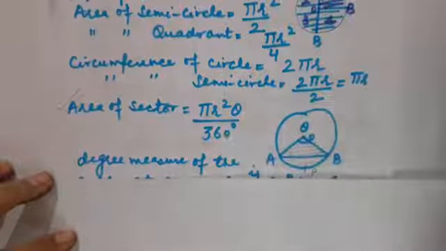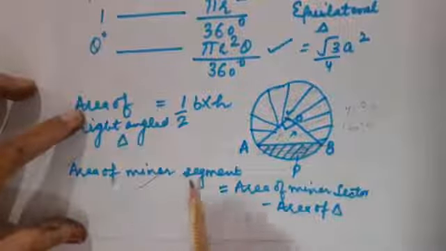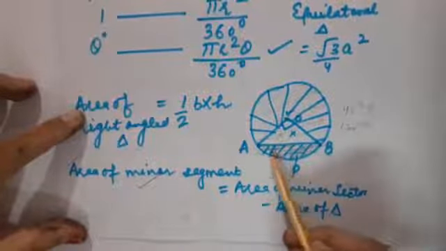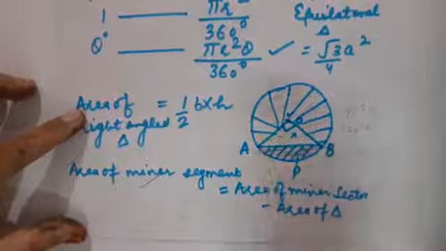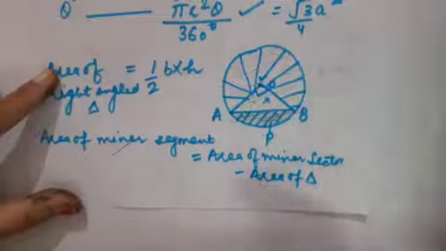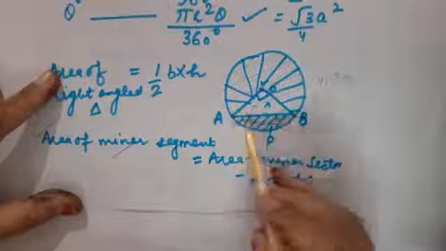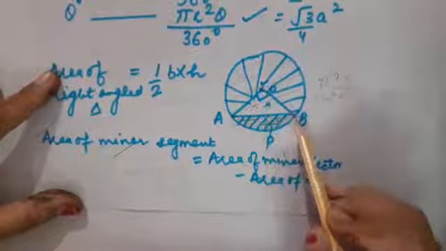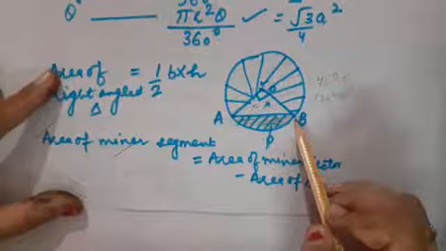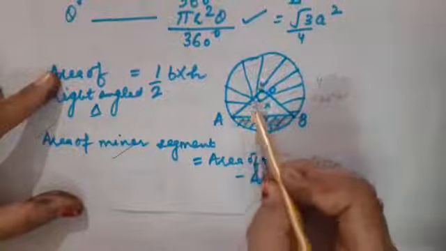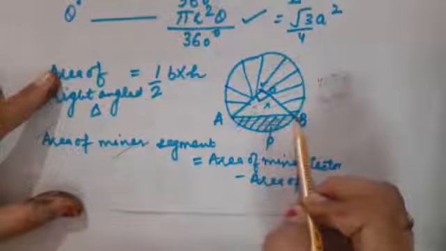degree. Children, after that I am going to make you recall the formula of area of minor segment. Here you can see that this shaded region, that is APBA, is the minor segment. So how to calculate the area of this region, that is APBA? Children, first of all, you have to calculate the area of the sector that I have explained you, that is pi r square theta upon 360 degree. And then you have to subtract the area of this triangle, that is AOB.